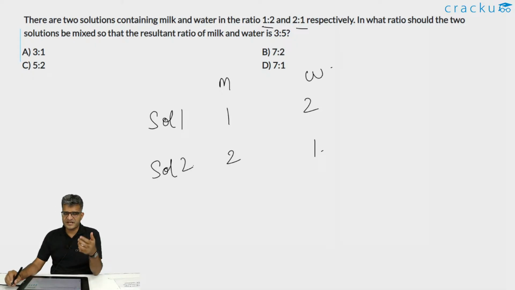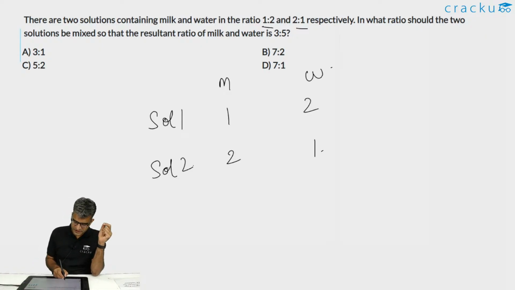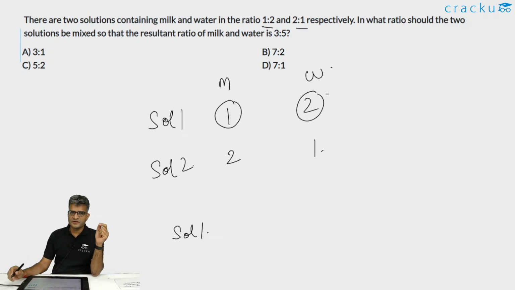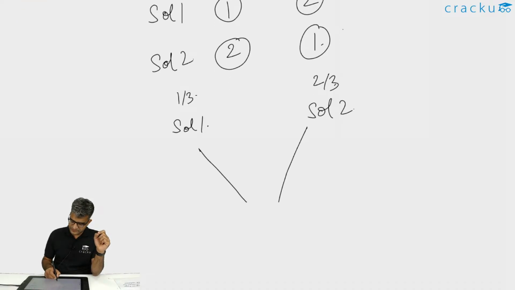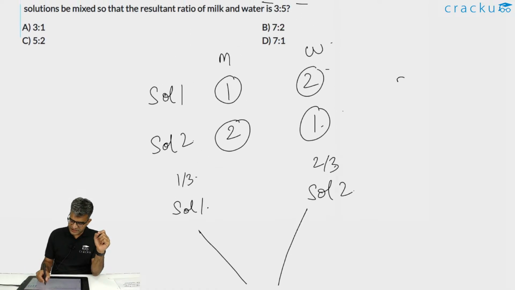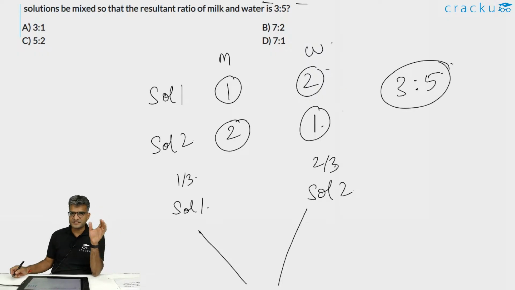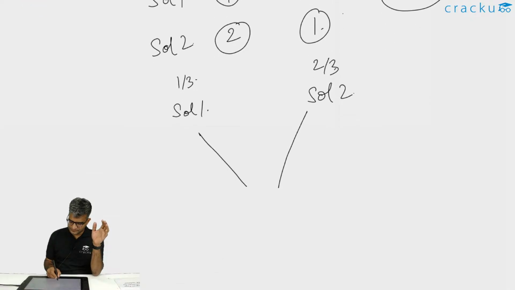To solve these kinds of questions, I again use alligations. So what is the fraction of milk in the first solution? In solution 1, the ratio of milk and water is 1:2. So the fraction of milk is 1/3. In solution 2, the ratio of milk and water is 2:1. So what is the fraction of milk? It is 2/3. Now when we are mixing them, we are getting milk and water in the ratio of 3:5. This would imply that the fraction of milk is 3/8.